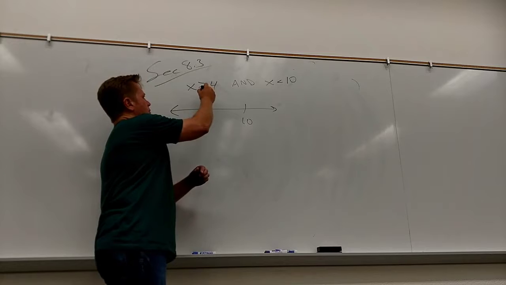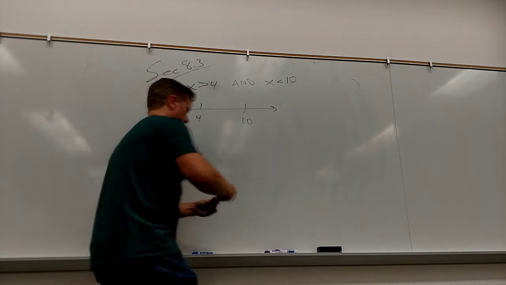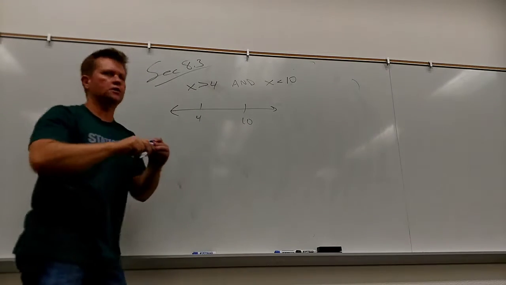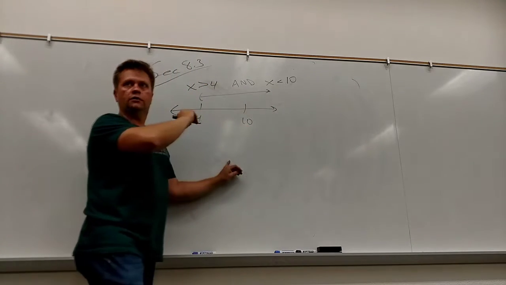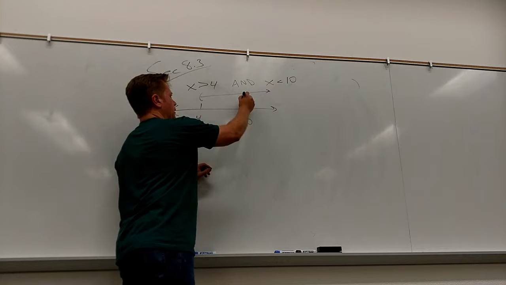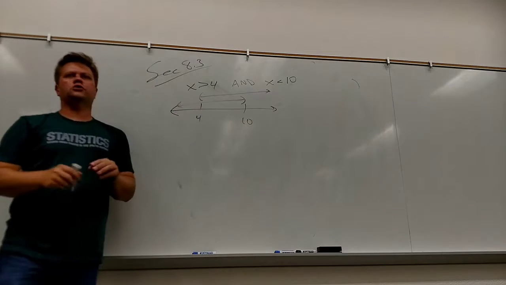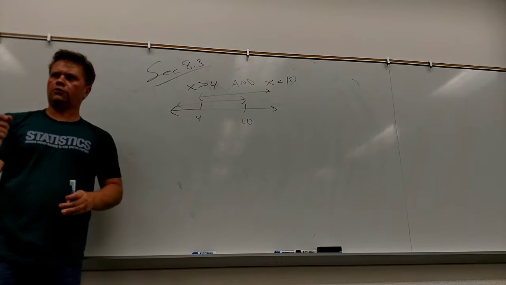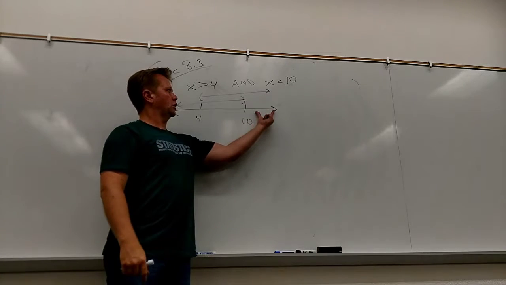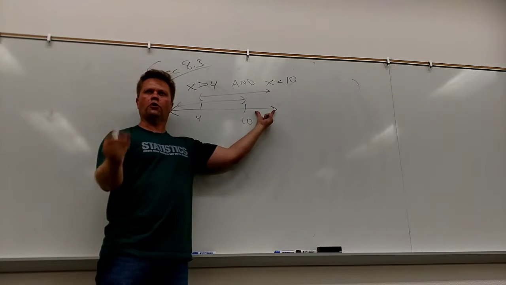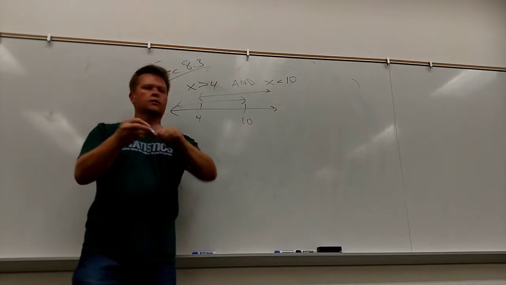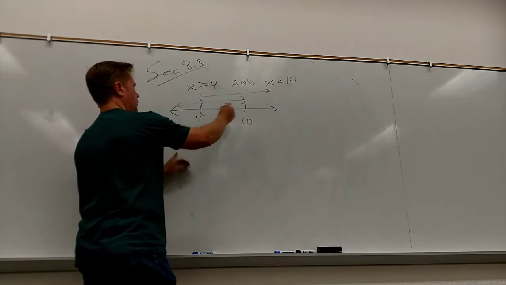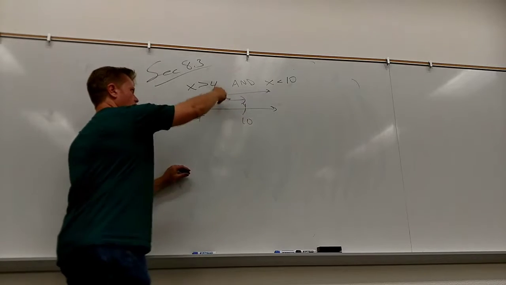You could do this if you needed to, especially when the problems get a little more complex. You could say it's gotta be bigger than 4, right? And it's gotta be less than 10. So where do those two agree? It's gotta be both. So it can't be anything out here because they don't both work there. So the and means they have to both work. So obviously then it would be from here to there. That's where they both work.